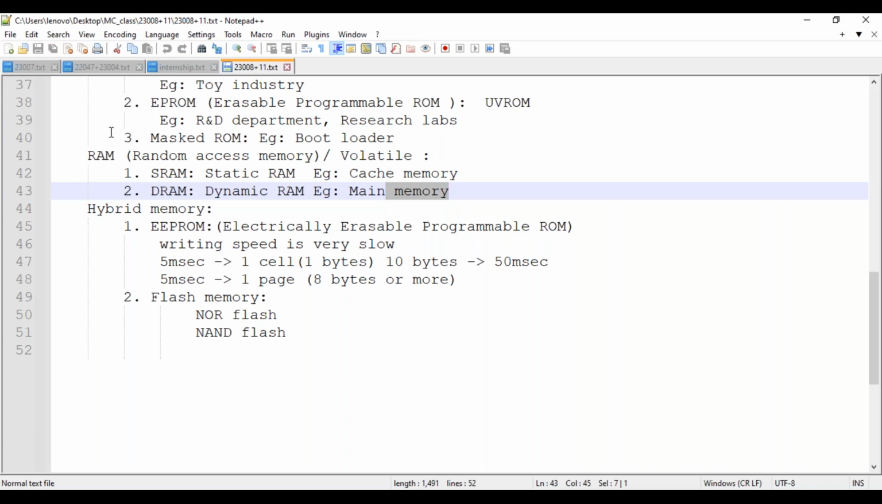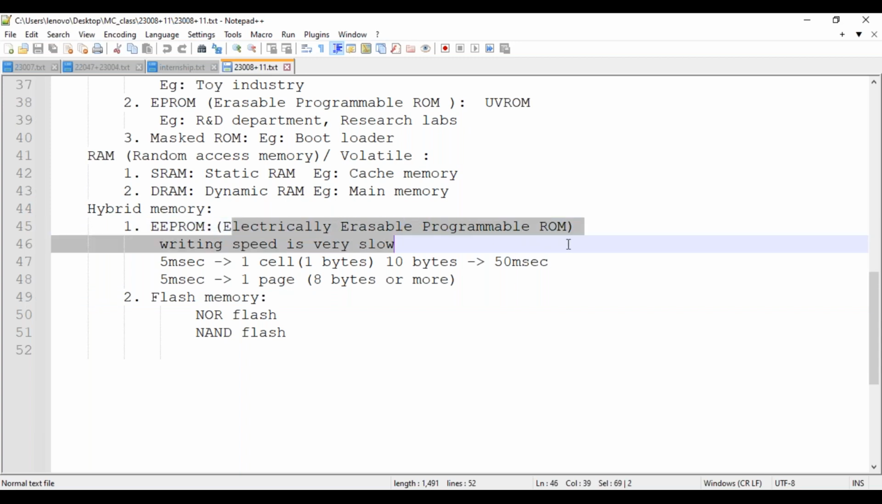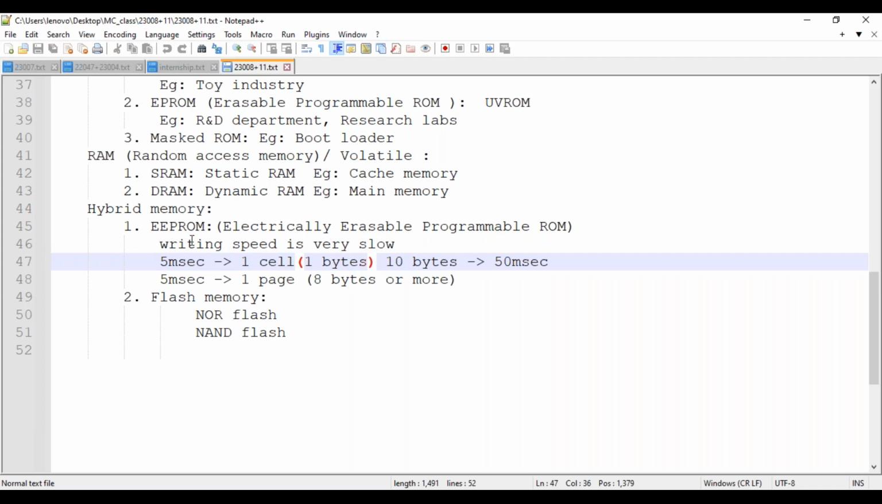Then we cannot work with just RAM and ROM, which is why we have hybrid memory. There are two types of hybrid memory: one is EEPROM, the other is flash memory. EEPROM stands for electrically erasable programmable read-only memory. The advantage of EEPROM is you can have the data written any number of times. You can keep rewriting the data, and to erase the data, you can erase it electrically.